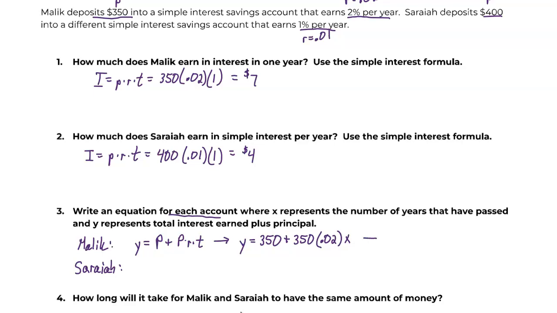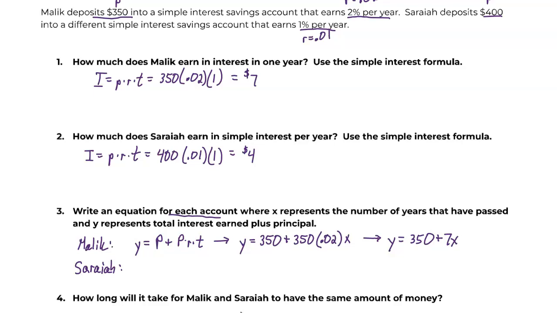We can even make this a little bit better by simplifying. 350 plus, and then the 350 times 0.02, we can multiply that on a calculator and actually get a single number to be in front of X. Here's an equation. It's almost like slope-intercept form.